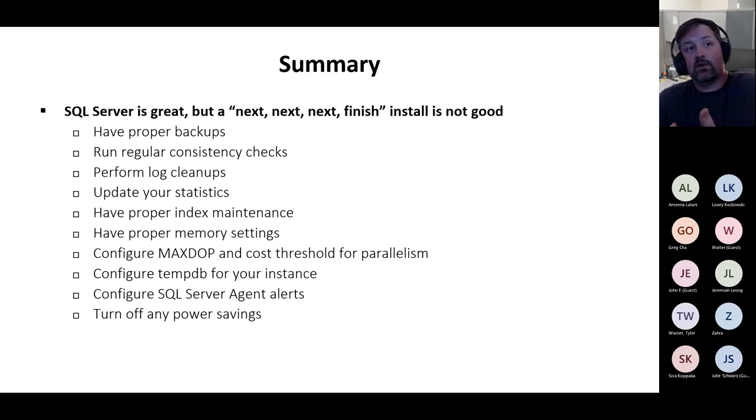Take a look at cost threshold first, and then tune max DOP as needed, and then make sure that TempDB is proper for your instance. I still see it even with 2016 and up builds, with Azure VM builds, where it's still set to a very low auto growth or there's not enough files. So take a look at that and configure it properly. Configure the free SQL agent alerts, and then lastly, make sure any power savings is disabled.